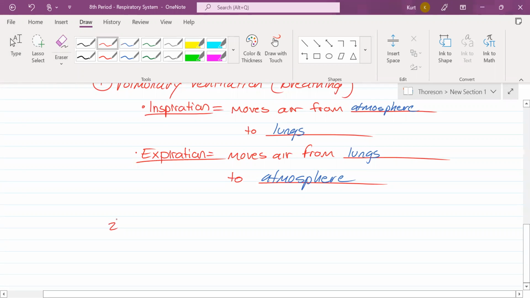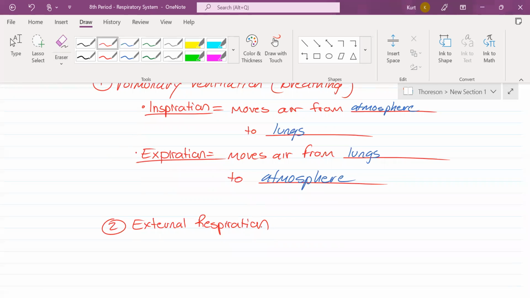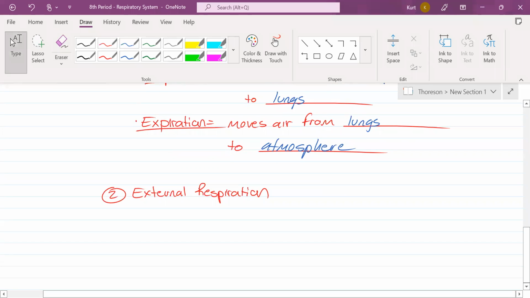Number 2, step 2, external respiration. Alex, you're a smart girl. If I preface step 2 with external respiration, because there's an external respiration, what else must there also be? There is an internal respiration, which will be step 4, but we'll get there when we get there.